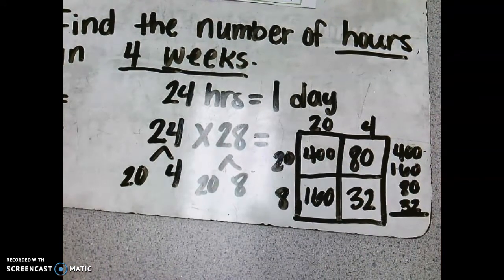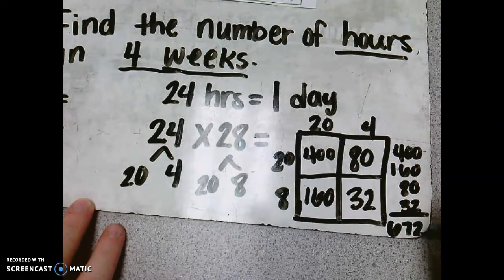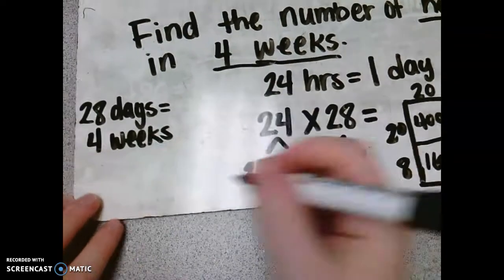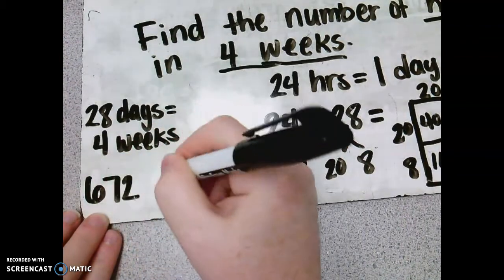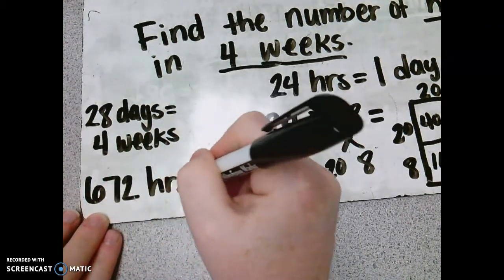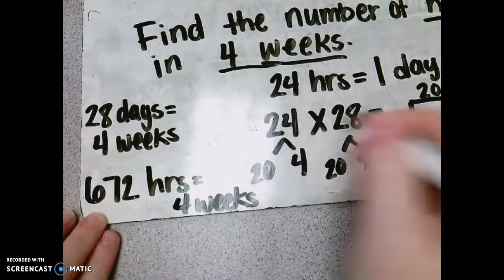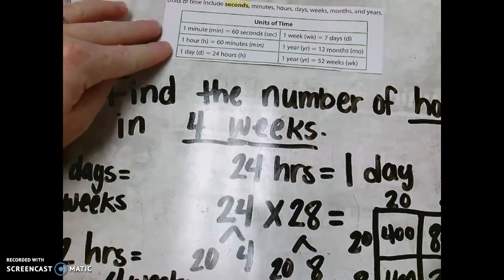I'm going to give you a minute to add all that together. And we get 672 when we add it all together. So this was a little more steps, but that's okay. We got our answer. So there are 672 hours in 4 weeks. We're just using the information we're given up here, what we know already, to solve this problem.